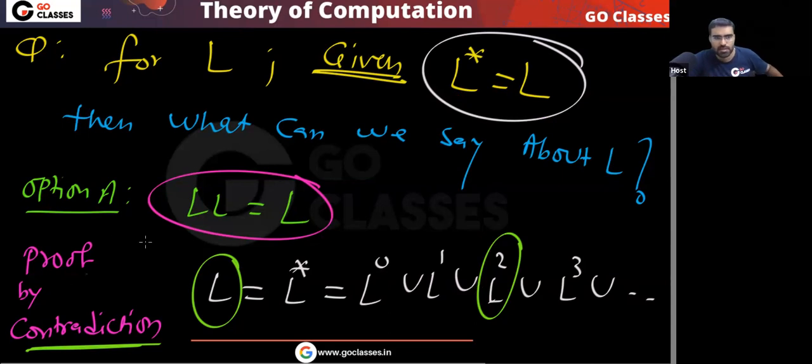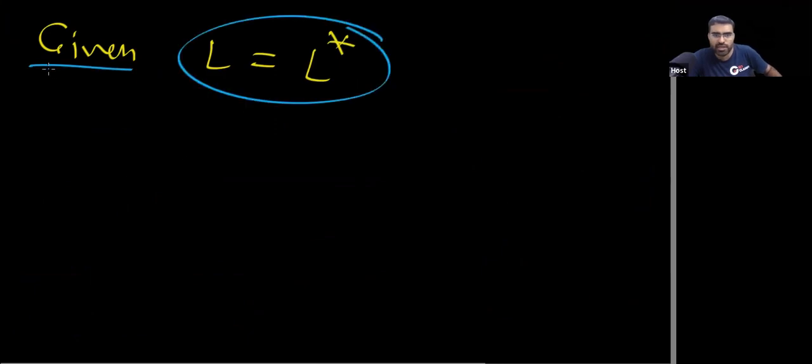Okay, how to prove that LL is equal to L? There should be some simple explanation for this. This will definitely happen, LL equal to L, but how to prove it? It is already given to you that L is equal to L star.